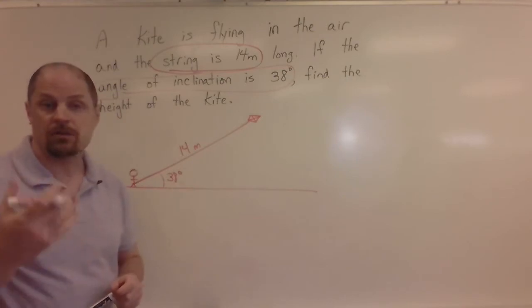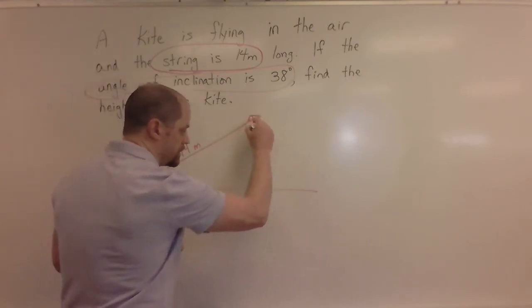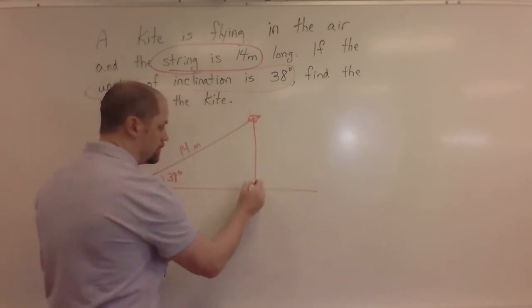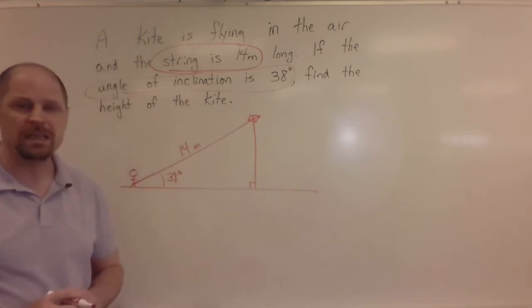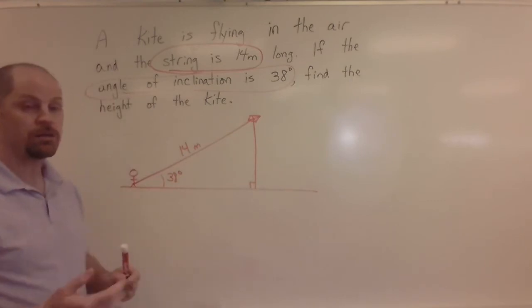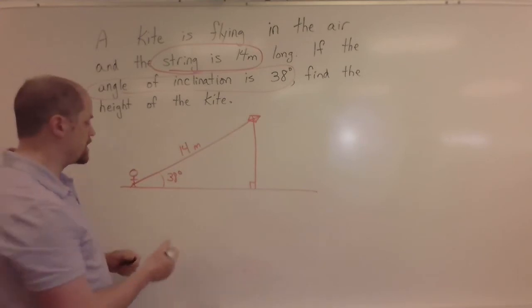And the third thing, and what we're trying to find, is the height of the kite. So if I go to the kite, the height is straight down. We always want to make a 90-degree triangle. We need that to use sine, cosine, or tangent. So now that we've got the diagram, now it's just like the other problems. We just fill in, label the sides.